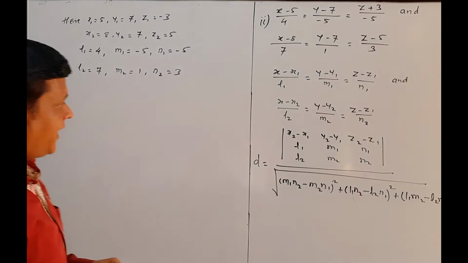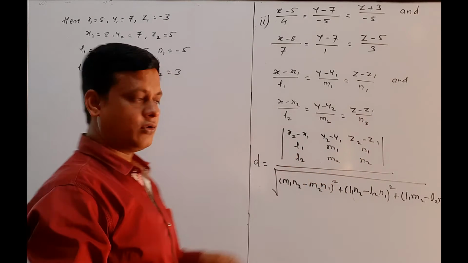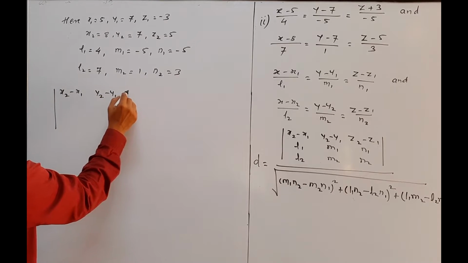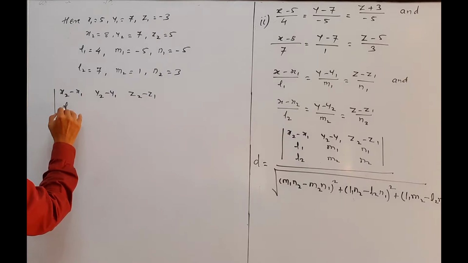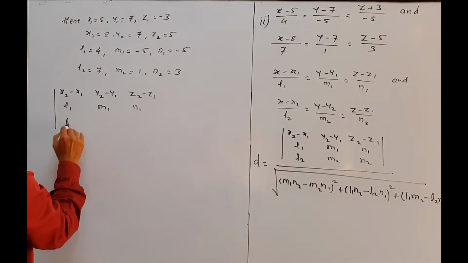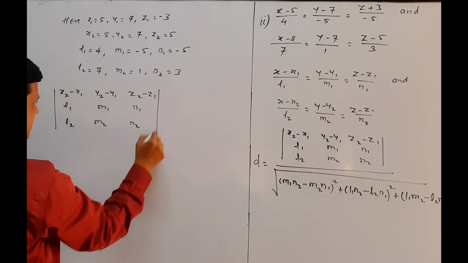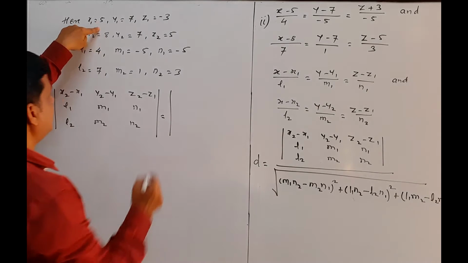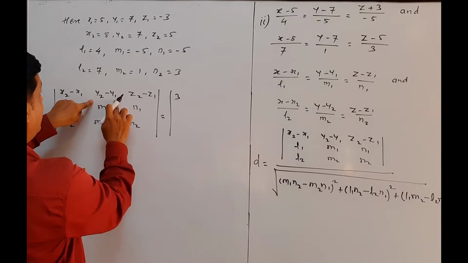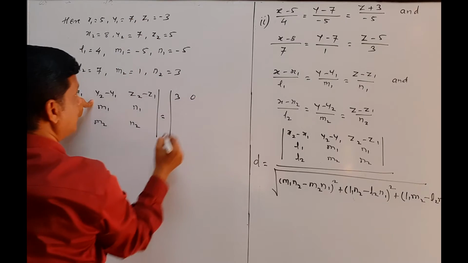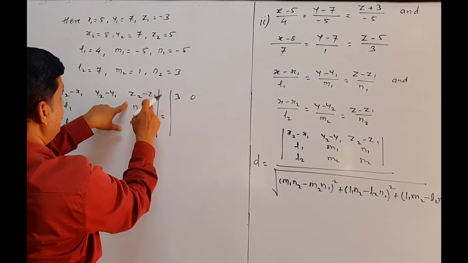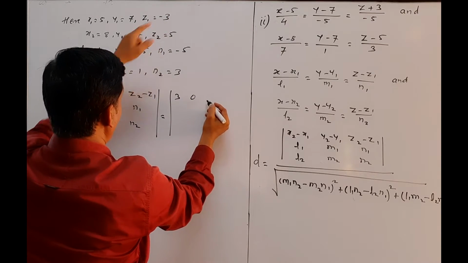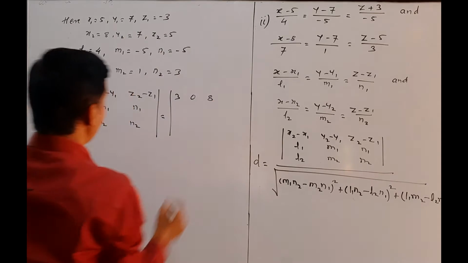Now we have to find this numerator first. So we calculate the determinant x2 minus x1, y2 minus y1, z2 minus z1, then L1, M1, N1, L2, M2, N2. This determinant equals to, now we require x2 minus x1, that means 8 minus 5, we get 3. Then y2 minus y1, we get 7 minus 7, which is 0. Then z2 minus z1, z2 is 5, z1 is minus 3. So minus minus get plus, so we get here 5 plus 3, that is 8.